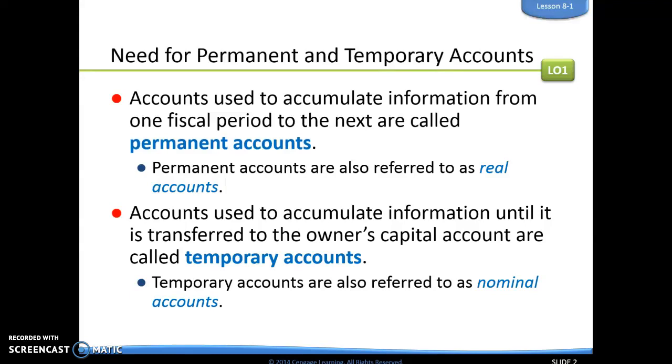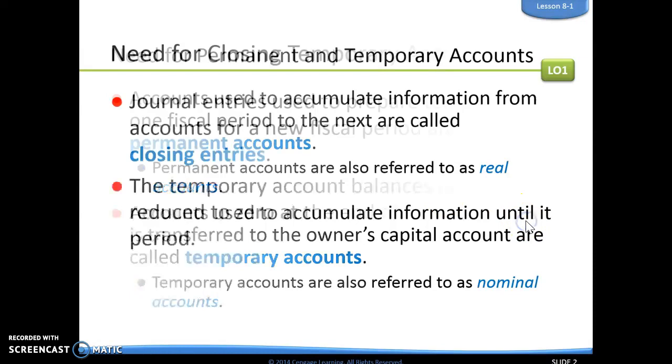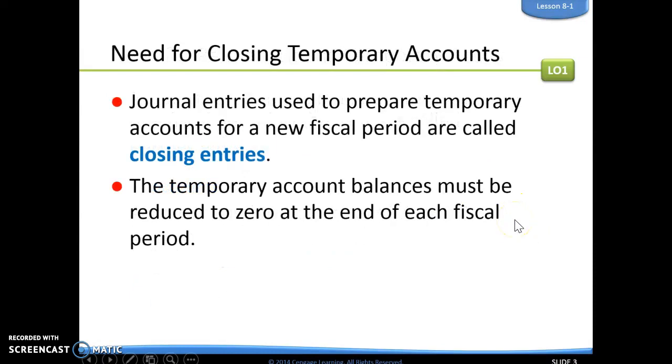So our temporary accounts are those accounts that affect capital, except we want to keep them separate from our capital account because we want to keep track each fiscal period how much we have in those accounts. Another word for temporary accounts is nominal accounts. So closing entries are needed to close our temporary accounts. Closing entries are journal entries that are used to prepare those temporary accounts for a new fiscal period, because every fiscal period we want to start those temporary accounts with a zero balance.